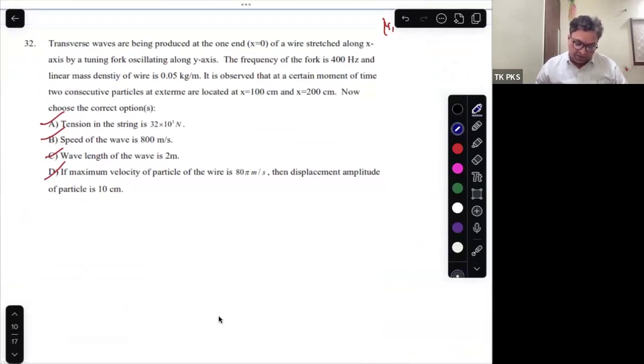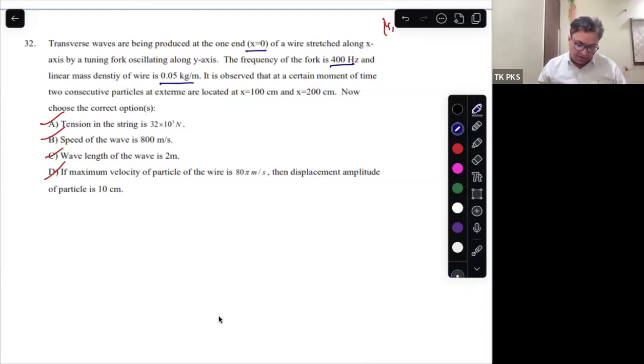Transverse waves are being produced at one end x is equal to 0 of a wire stretched along x-axis by a tuning fork along y-axis. This is a direct question, formula-based question. The frequency of the fork is 400 Hz. Linear mass density is given. Hold on. You have given frequency, you have given mu.